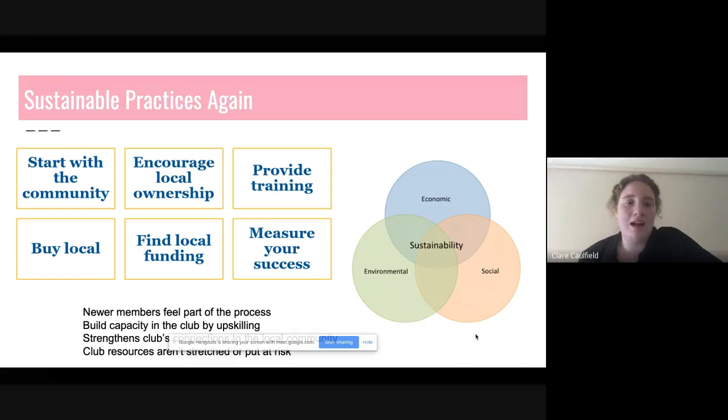We want projects that upskill our members, that connect to our local community where our members are from, and that we feel like we've made a real difference. Some examples here would be that if you incorporate newer members into the process, then you're upskilling and maintaining the skill level in your club, and you're strengthening your club's connections to the local community. And if you follow these things, we won't be choosing a project that doesn't meet what your club's able to do right now.